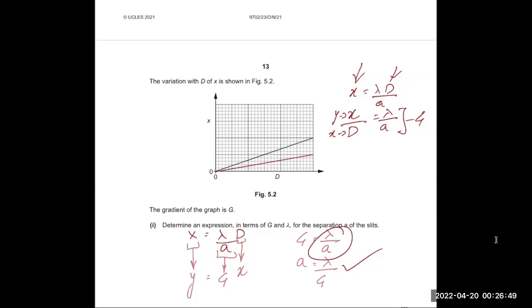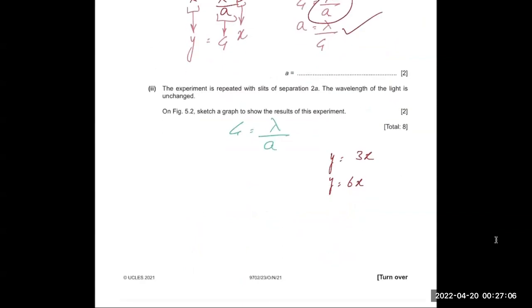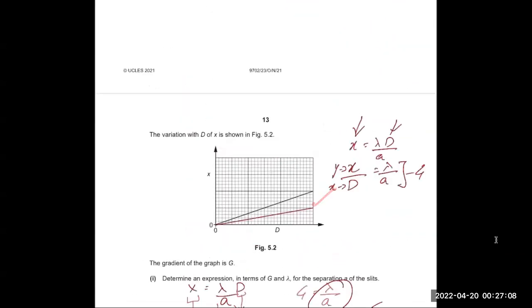Afnan, what do you mean by double the line? If this is what you mean, you are correct. The gradient becomes half. This is a line with half the gradient.